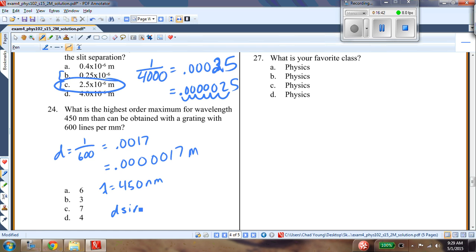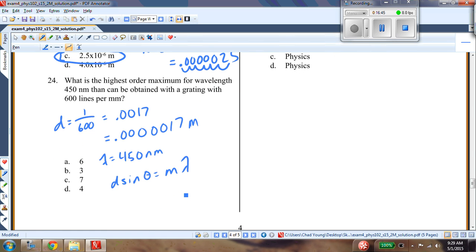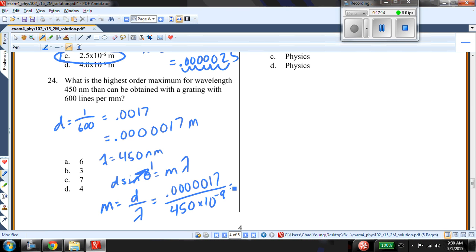So I say d sine theta equals m lambda. I'm looking for m here. Remember, I let sine theta go to 1 because theta equals 90 degrees. So m is this 0.0000017 divided by lambda, which is 450 times 10 to the minus 9. I get 3.8. That means you see 3 orders. So B is number 24.